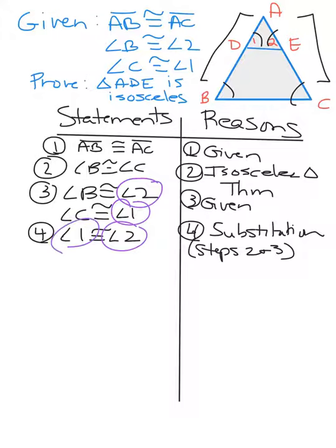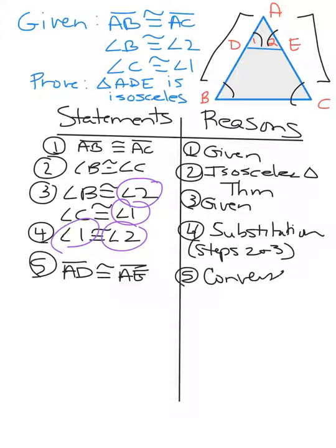Now again, as I look at that top triangle, triangle ADE, I have angle 1 and angle 2 are congruent. So now I can say that segment AD is congruent to segment AE, and that is because of the converse of the isosceles triangle theorem. So converse of isosceles triangle theorem, which states if I have two angles are congruent, the sides opposite those angles are congruent. So now I'm going to mark that.